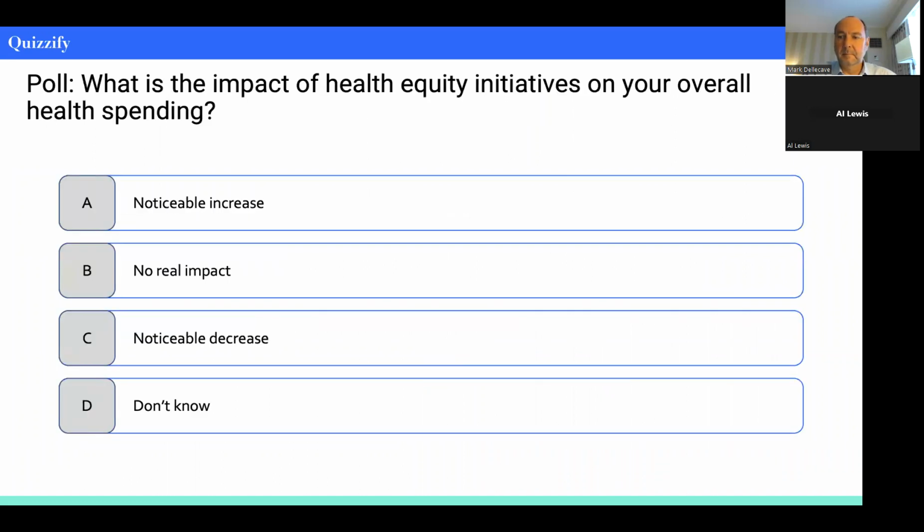So we're going to do the first poll right now. So be ready to hit your buzzer. Mark's about to put it up. What is the impact of health equity initiatives on your overall health spending? A noticeable increase, no real impact, a noticeable decrease, or you don't know?